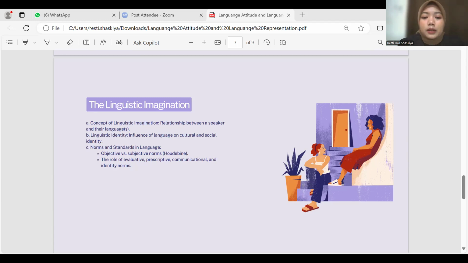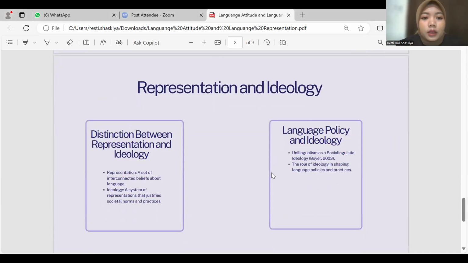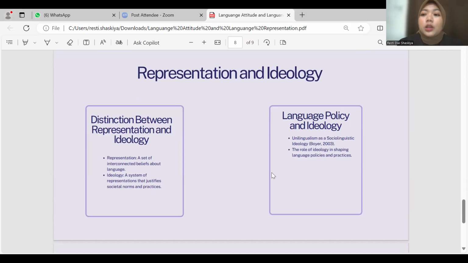The next part is representation and ideology. This has two parts. The first is the distinction between representation and ideology. Representation refers to a group of collective beliefs or ideas people have about language. It focuses on how language is seen or understood, like whether a language is viewed as important, useful, or beautiful.